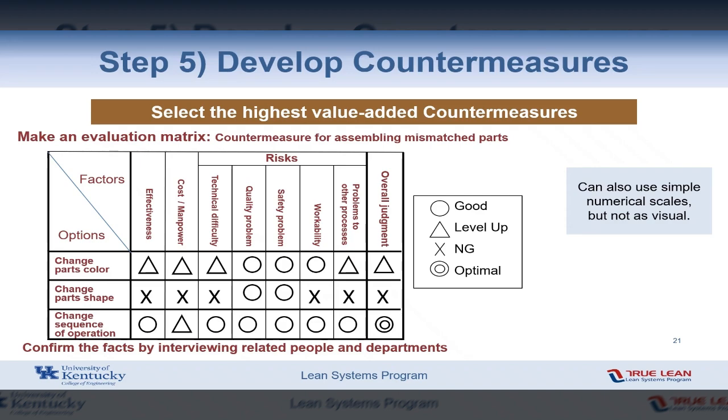As we see in this example, the bottom option in this table has the most good and okays and doesn't have any not good evaluations. So that is the one that we select as best. It is given the double circle symbol. Some companies may use a number system or a letter grade instead of these shapes. That's okay, but the shapes allow a very rapid visualization of how each of these options compare across the factors.